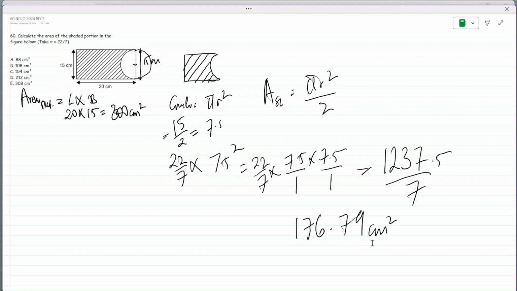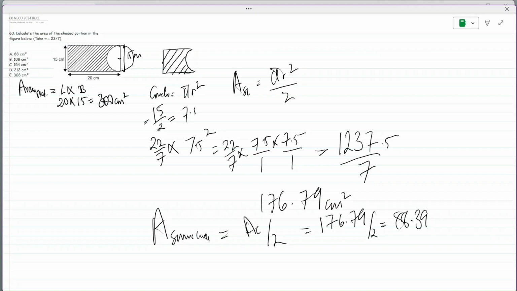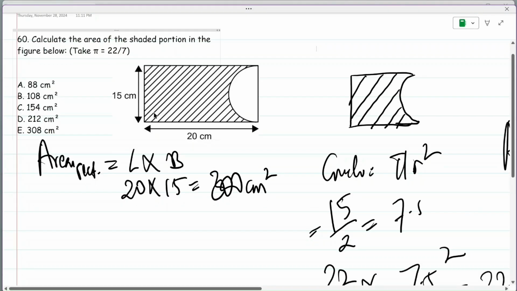We know we've gotten the area of the circle, but we need the area of the semicircle, which is part of the shape. We need to get the area of the semicircle by dividing the area of the circle by 2. So area of semicircle equals area of circle divided by 2. And the area of the circle is 176.79. Then you divide it by 2, which gives you 88.39. Meaning the area of the semicircle is 88.39 centimeters square. Now we know the area of the rectangle is 300 centimeters square. And we know the area of this semicircle is 88.39 centimeters square.